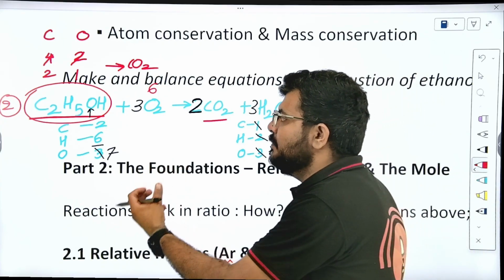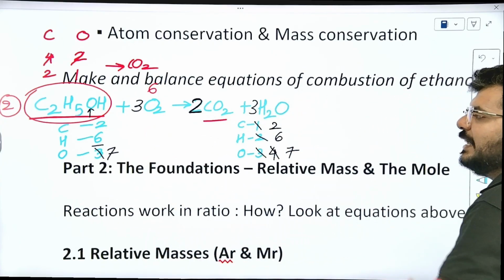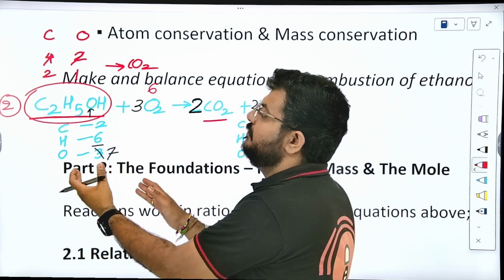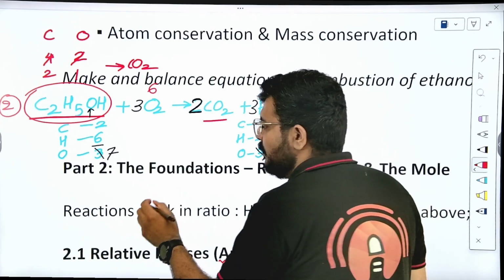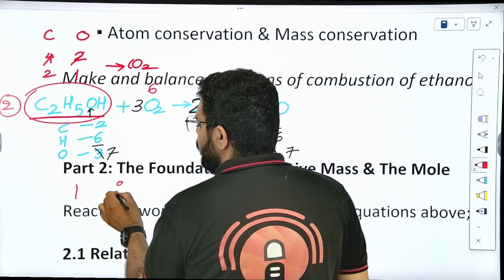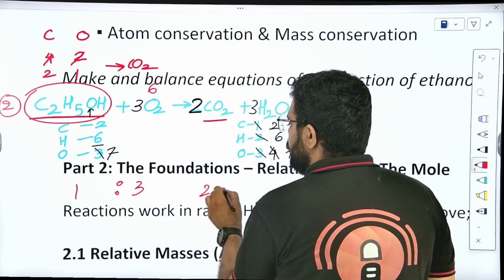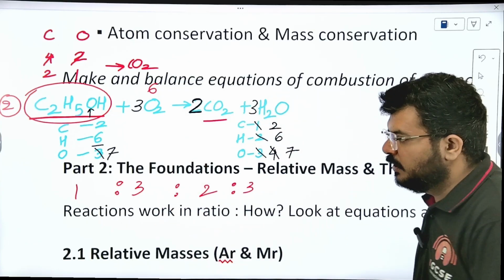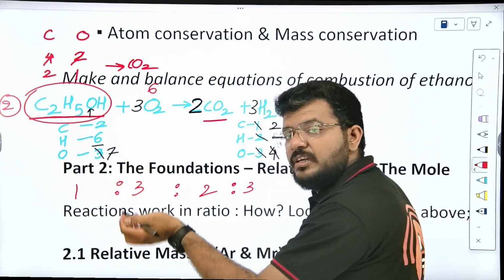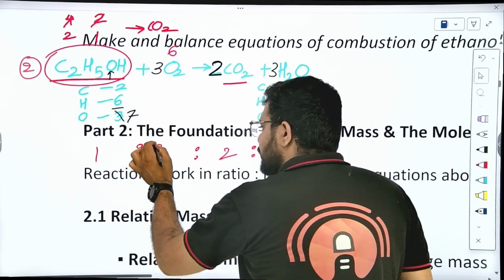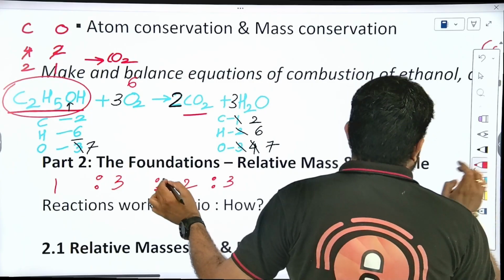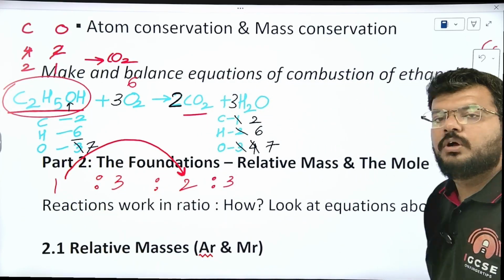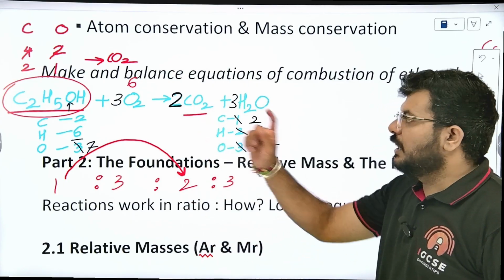It means that the simplest ratio in which these reactants have reacted always remains the same. What is that ratio? That ratio is 1:3, 2:3, right? And all of them are in ratio. One part of ethanol produces 2 parts of carbon dioxide.